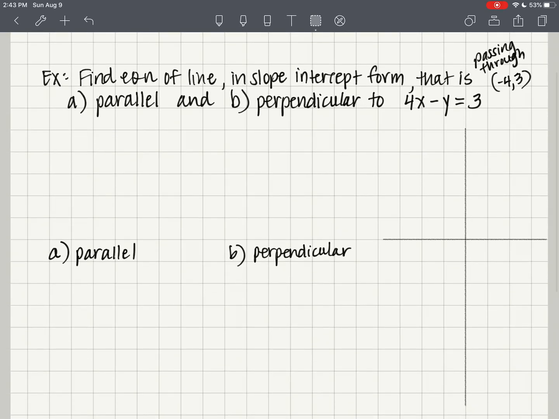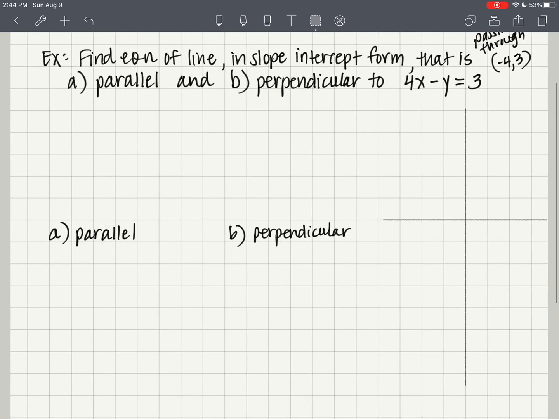When we have equations of lines, sometimes we want to find the equation of a line that is parallel to that original equation, and sometimes we want to find one that is perpendicular to that original linear function. So here it says find the equation of the line in slope-intercept form that is passing through the point -4, 3, and is parallel to 4x minus y equals 3, and then is perpendicular to 4x minus y equals 3.